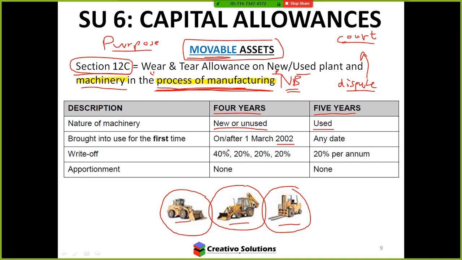Right, so how do you write it off? 40%, 20%, 20%, 20%. Notice that covers the 4 years. If it's 20% per annum, that covers 5 years. Do you see that?